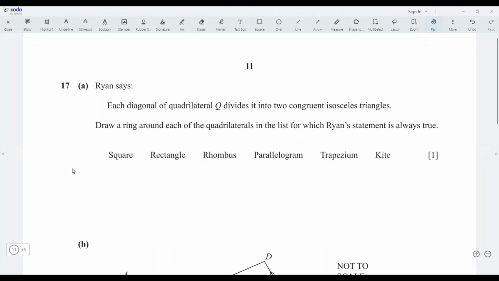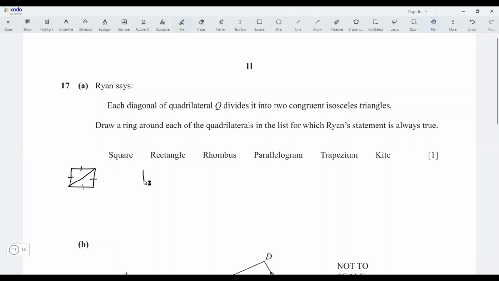What about the square? In a square all of the sides are equal. If we draw a diagonal, we can see clearly these two sides are equal, and these two sides are equal for this triangle. Means both of the triangles are congruent, and the individual triangles are isosceles as well.